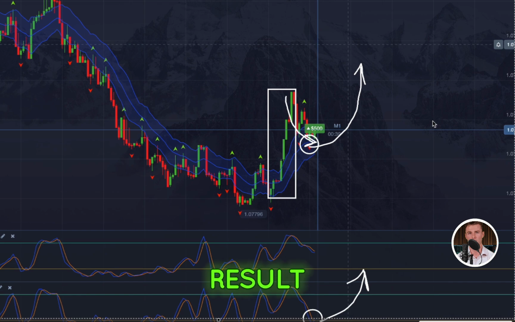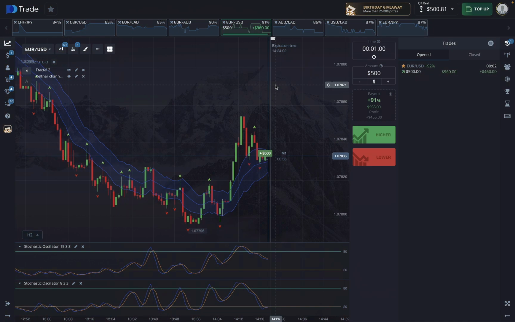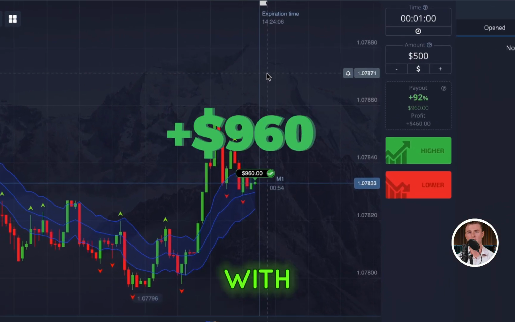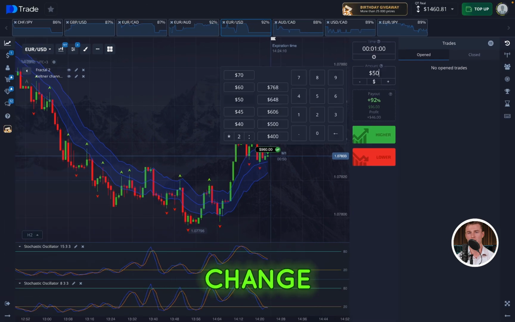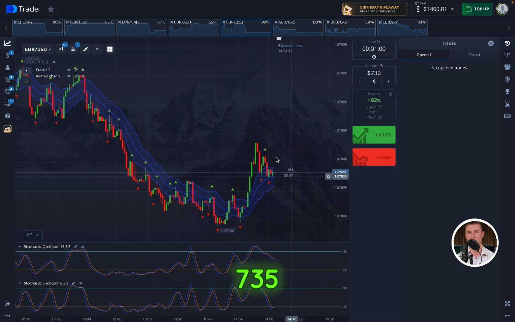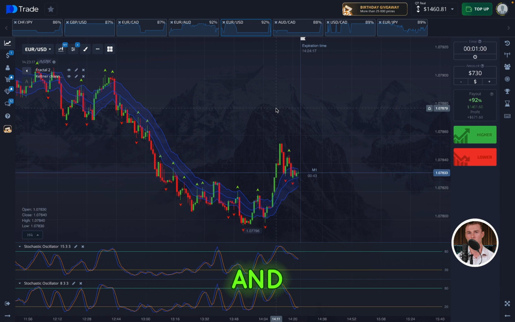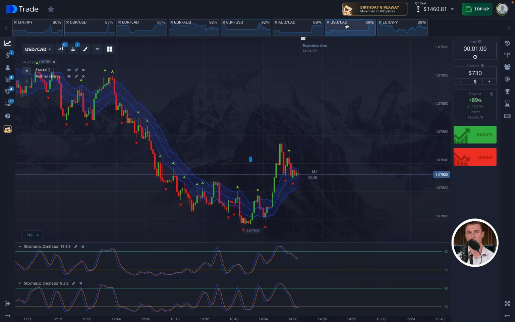And let's look at the result of the first transaction. And the first deal closes with no problems. There was nothing complicated here. I will change the amount of the transaction value. Now I will put 735, exactly half of my current balance. And actually, let's continue trading and select the next currency pair.